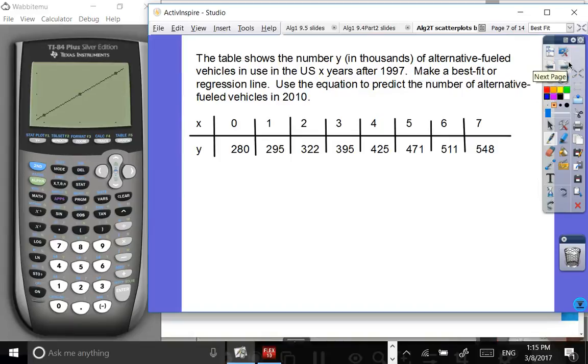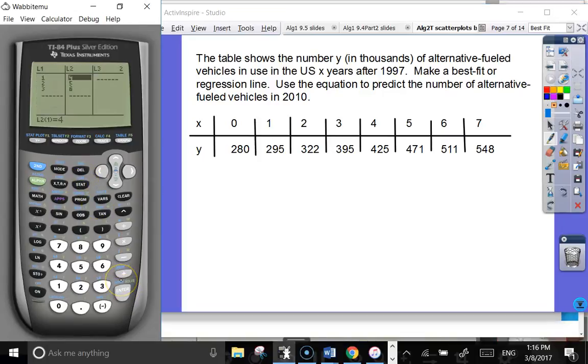Okay, so this table shows the number, y, in thousands of alternative fuel vehicles in use in the U.S. x years after 1997. Make a best fit or regression line. Use the equation to predict the number of alternative fueled vehicles in 2010. So again, how do I enter the data in the calculator?